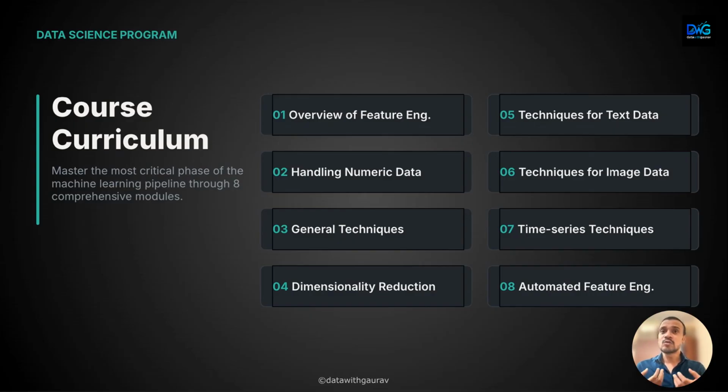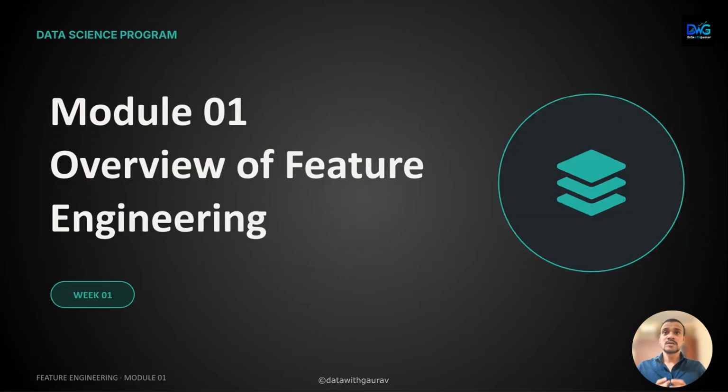Then we move on to general feature engineering techniques and dimensionality reduction techniques. After that, we will read and understand techniques related to text data, image data, time series data, and finally, we will also understand what automated feature engineering is all about. So let's get started with module 1, that is overview of feature engineering.